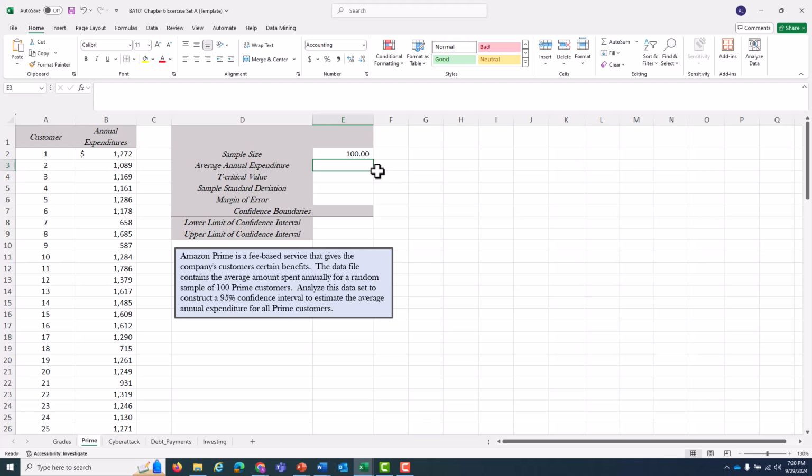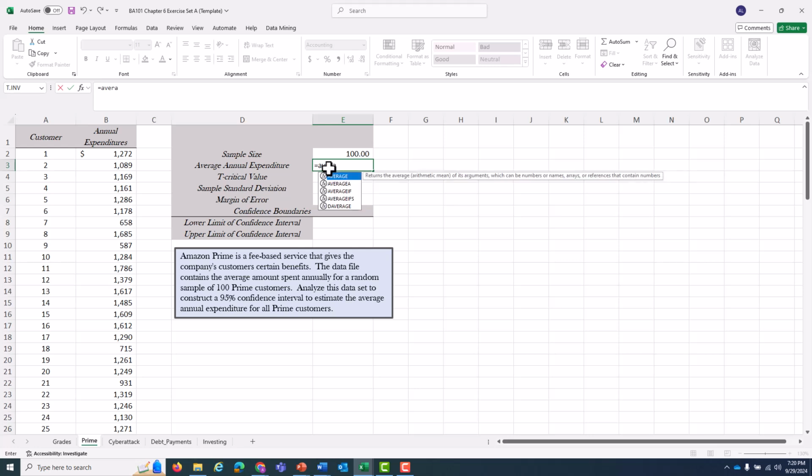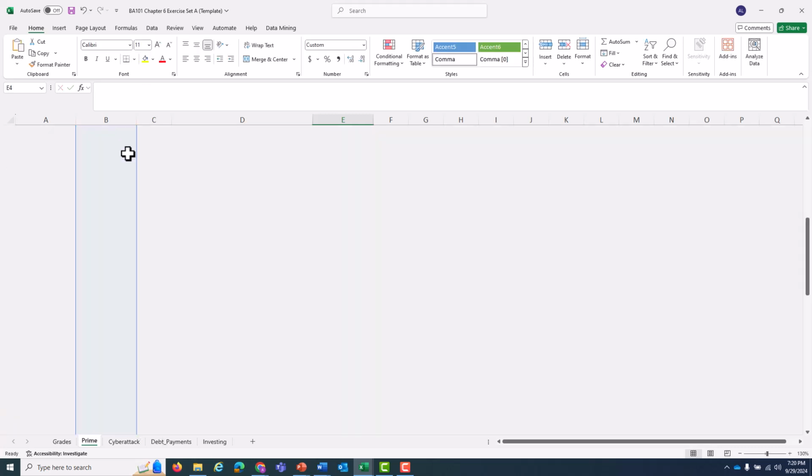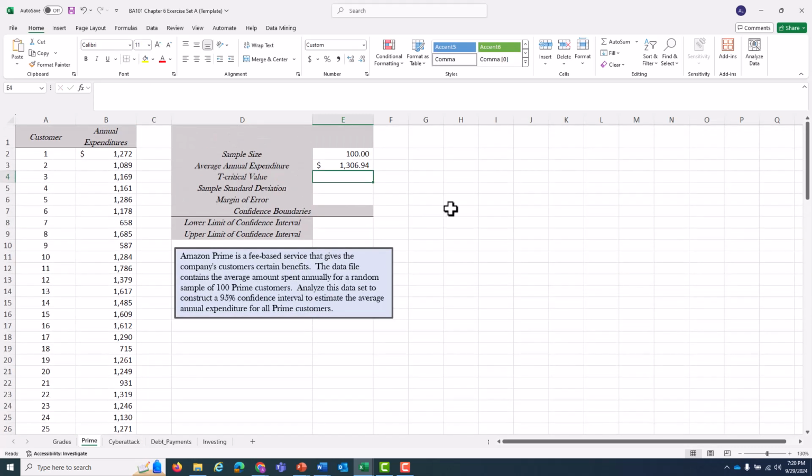How much did the sample of 100 people spend on average? Well, customer 1 spent $12.72, customer 2 spent $10.89, and so on and so forth. Add those all up, divide by 100, you get the average. Or I could just do it using the AVERAGE function. So I want the average of all of these different expenditures, everything in column B. And we find that the average person in this 100 Prime customer sample spent $1,306.94 last year.